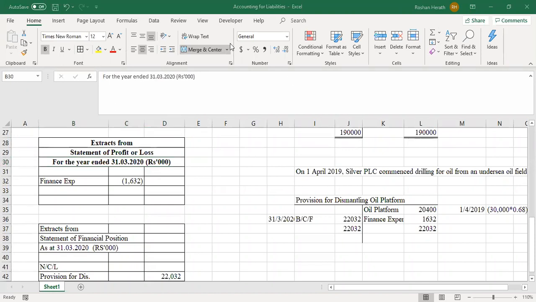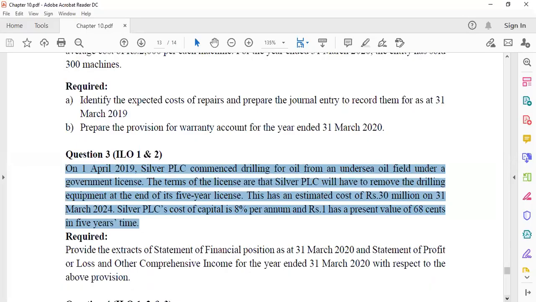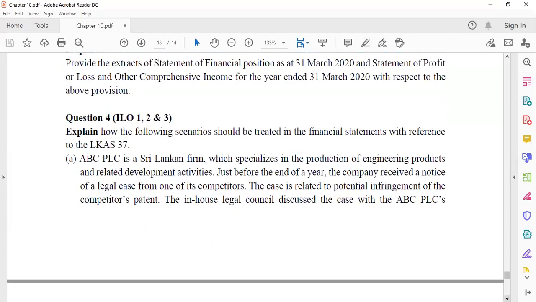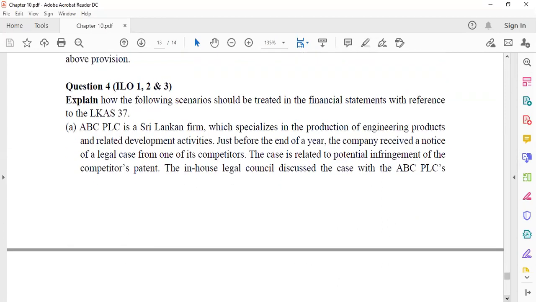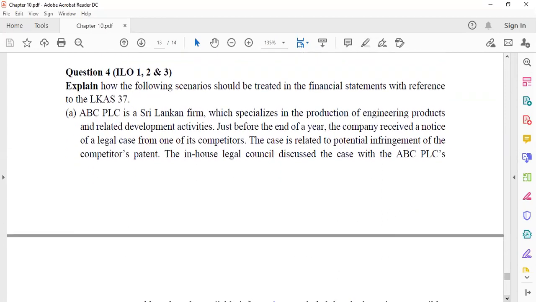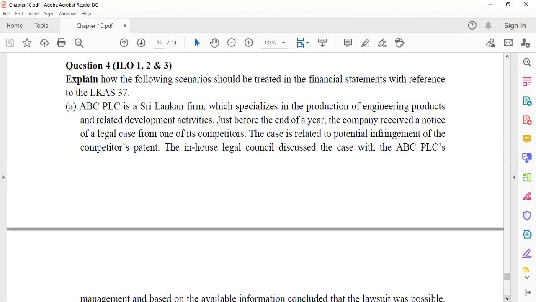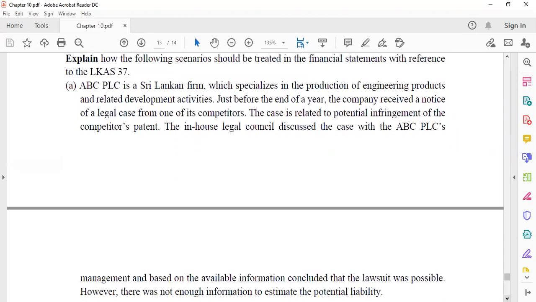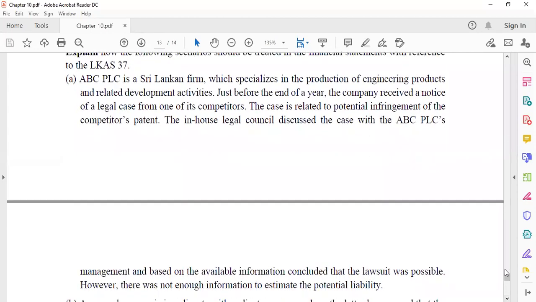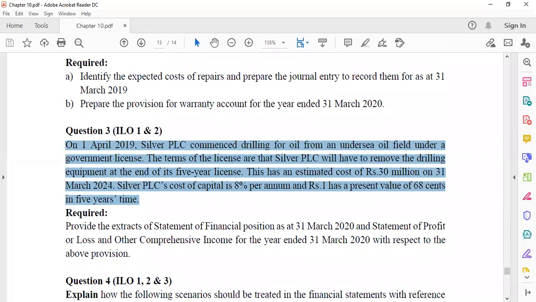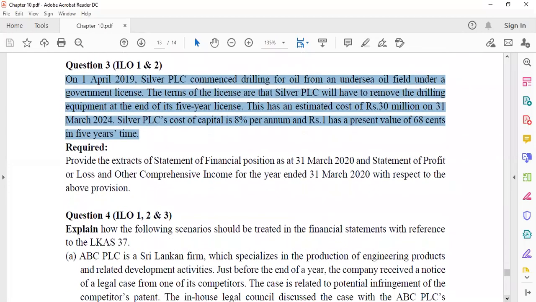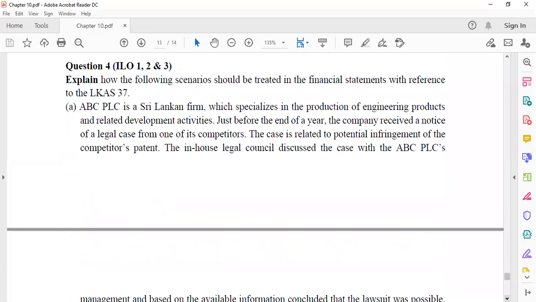Right, let's move on to the next question. Question number 4. It gives you several scenarios, and the question is how those must be treated. Okay, we'll see. Explain how the following scenarios should be treated in the financial statements with reference to LKAS 37.